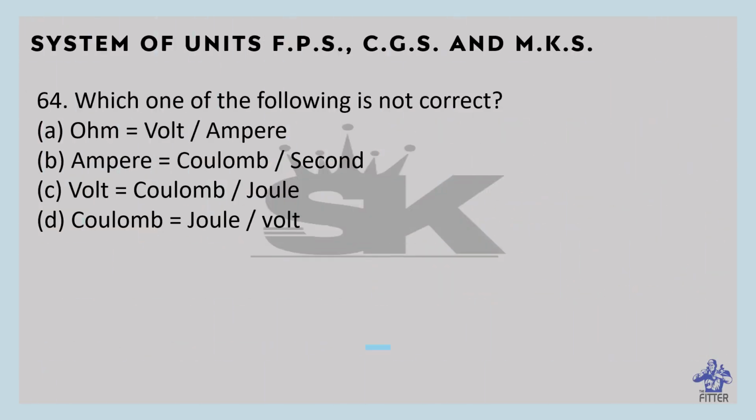Which one of the following is not correct? Ohm equals volt per ampere, that's correct. Ampere equals coulomb per second, that's also correct. Volt equals coulomb per joule. Coulomb equals joule per volt, that's also correct. So it is option C. That is not correct.